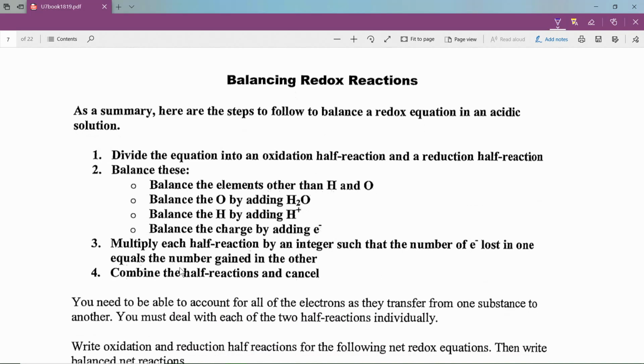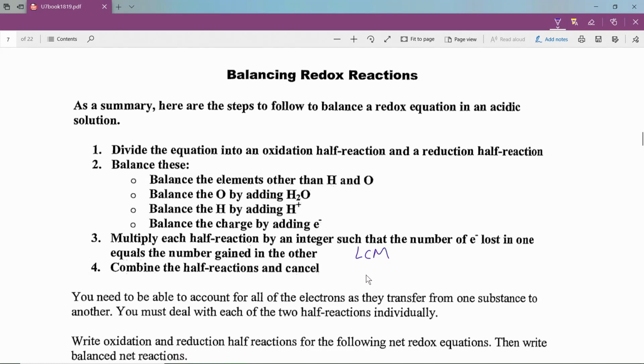As a summary, here are the steps to follow to balance a redox reaction in acidic solution. Divide into half reactions. Balance for the elements other than hydrogen and oxygen. Then balance for oxygen by adding in waters where necessary, and then look at the hydrogens and add in H pluses where necessary because it's an acidic environment. Then balance the charge by adding electrons. Then multiply, looking for the least common multiple so that the electrons cancel out, combine, cancel, and check.